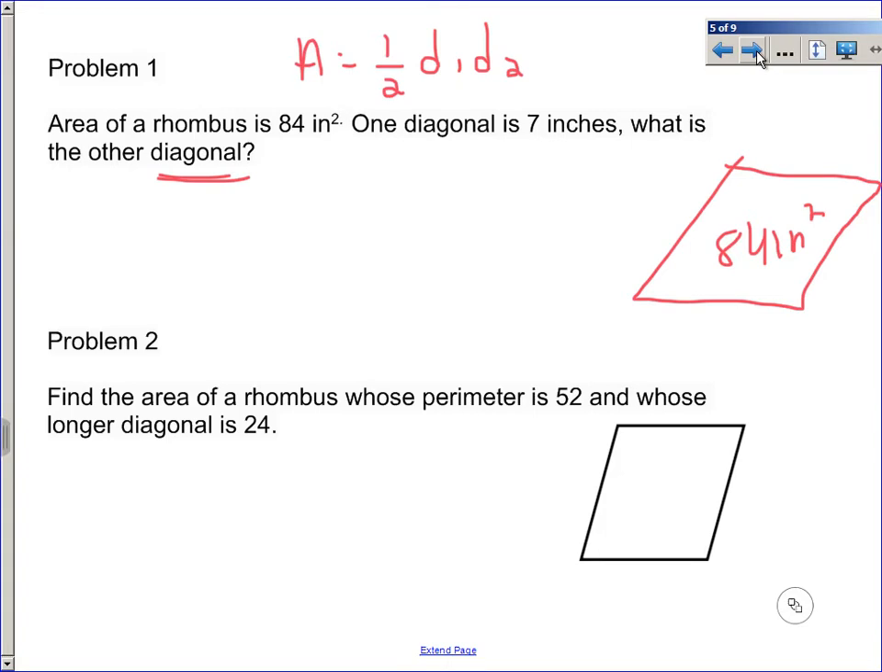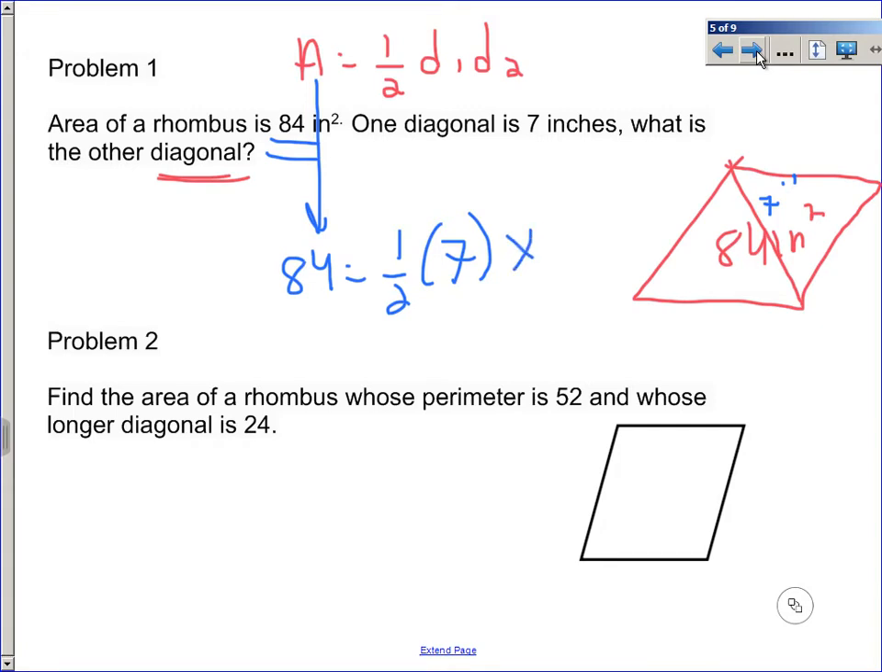So plug in what you know. I have one diagonal that's going to be 7 inches. So the total area is 84. Plugging in what we know, the area, 84, equals 1/2. One of the diagonals is 7, and the other one we do not know, so I'm going to just call that x. I like to just use my go-to variable, which is x.